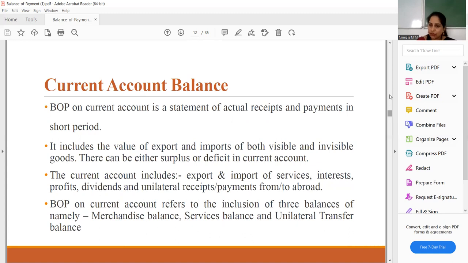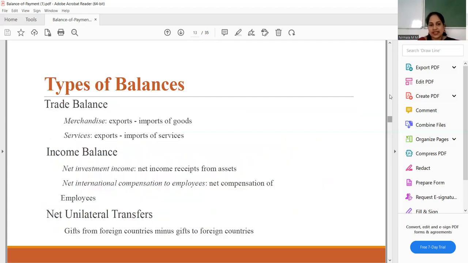The current account includes the export and import of services, interest, profit, dividends, unilateral payments and receipts from or to abroad. Balance of payment on current account refers to the inclusion of three balances such as merchandise balance, service balance, and unilateral balance. These are the three important balances which appear in the current account.